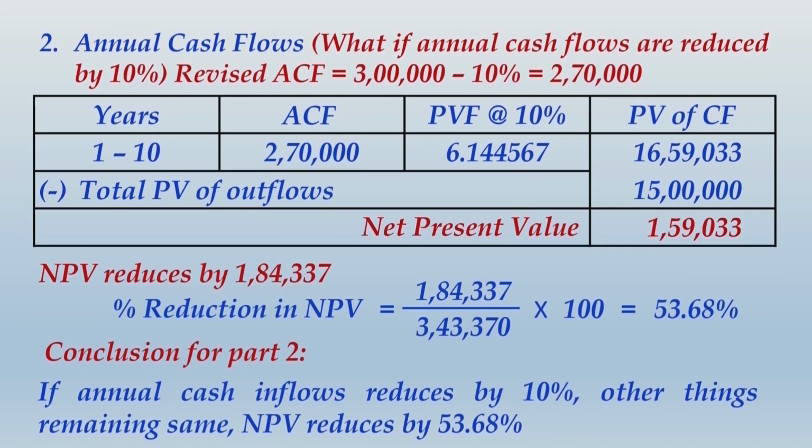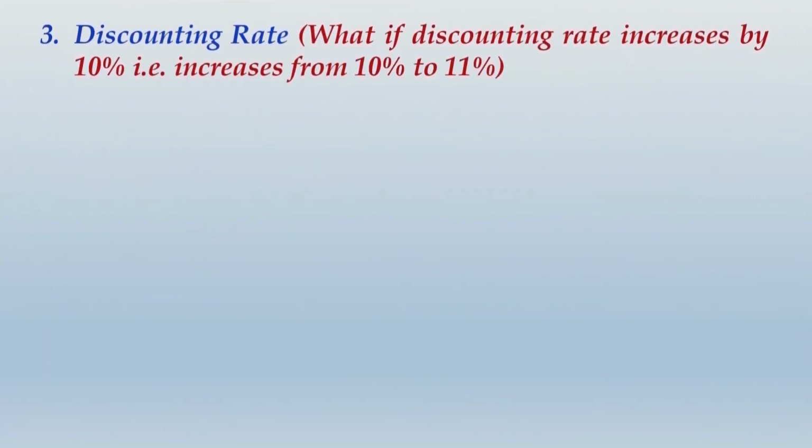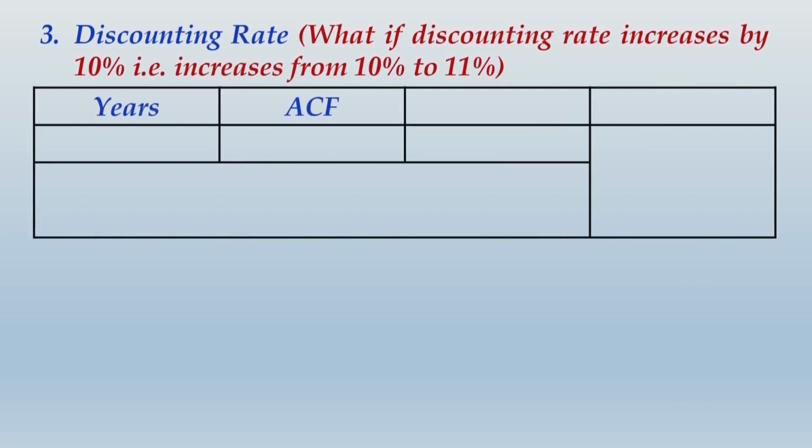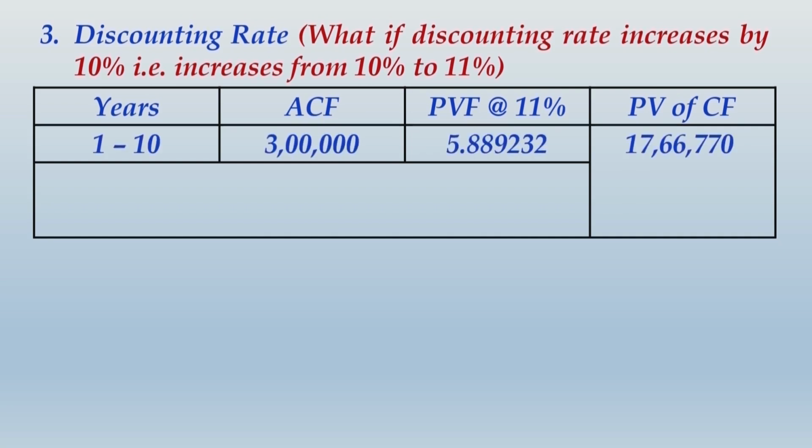Alright friends, once your calculations and conclusion for part 2 are done, let us move ahead with the next part, that will be changes in the discounting rate. So third part of the heading will be change in the discounting rate. What if discounting rate increases by 10%, that is increases from 10% to 11%, that means other things remaining same. So we make that relevant change over here. Discounting rate becomes 11% and therefore the annuity factor over here will undergo a change.